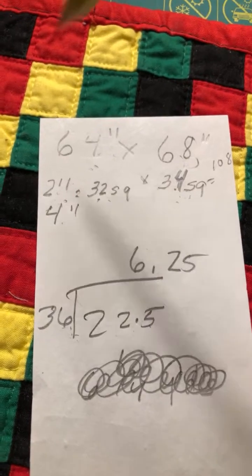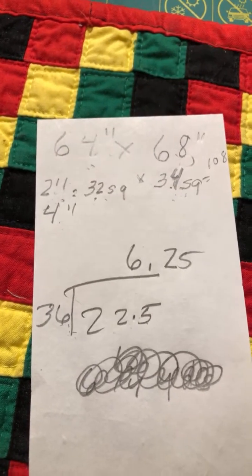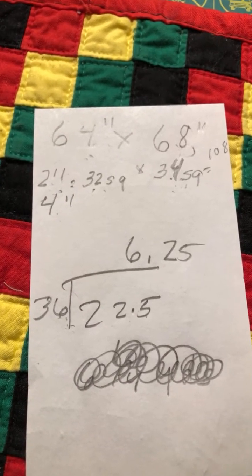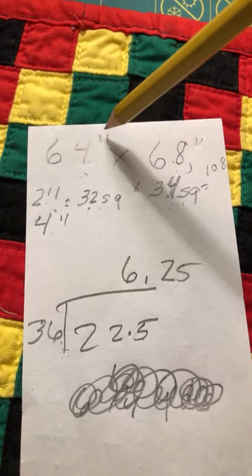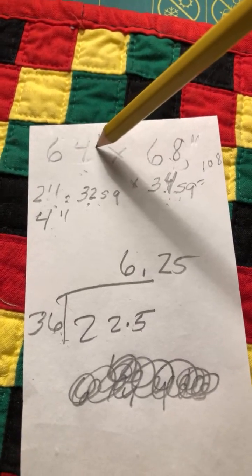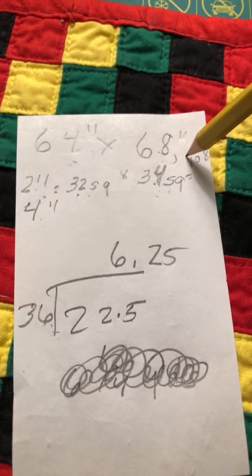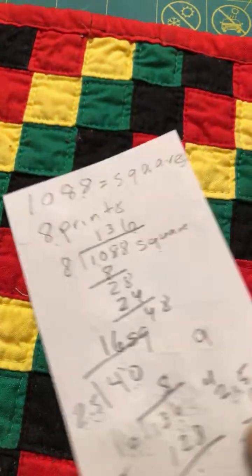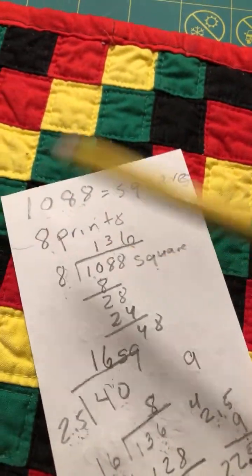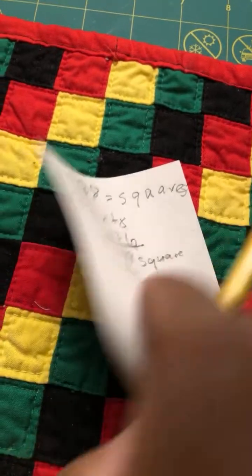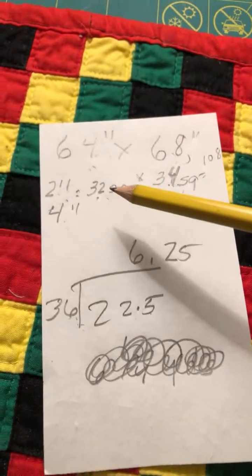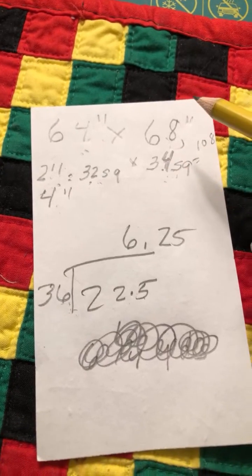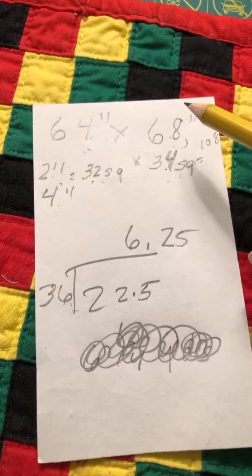We had said the quilt will be made of 2-inch squares. So it was 32 squares across and 34 squares going down. So then we multiplied the 32 times 34, and that's how you determine how many squares you need for your quilt.